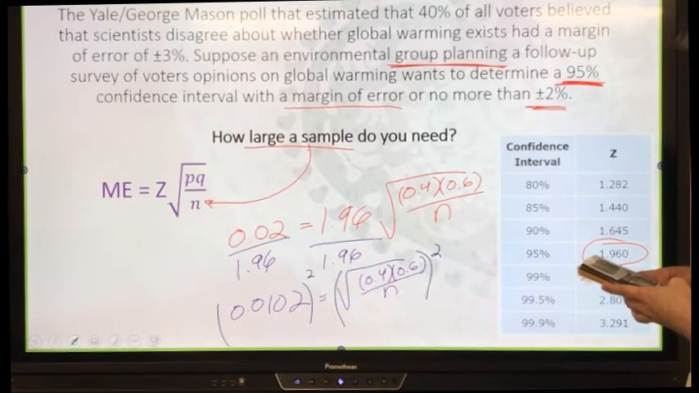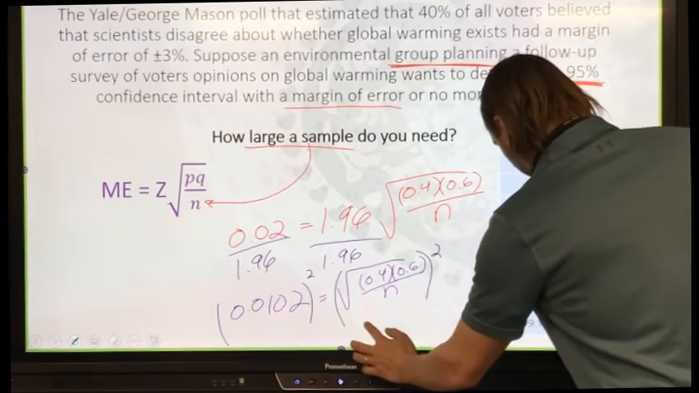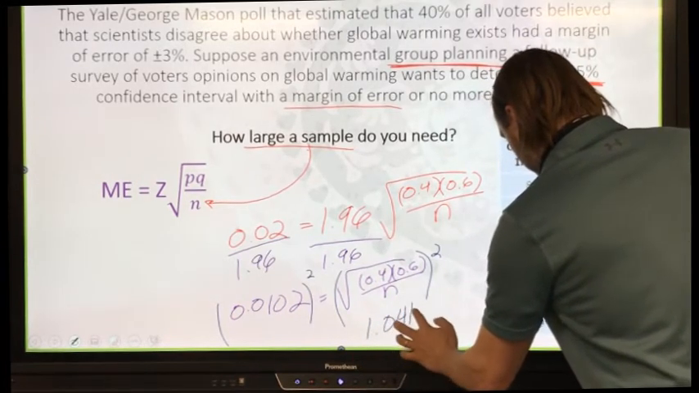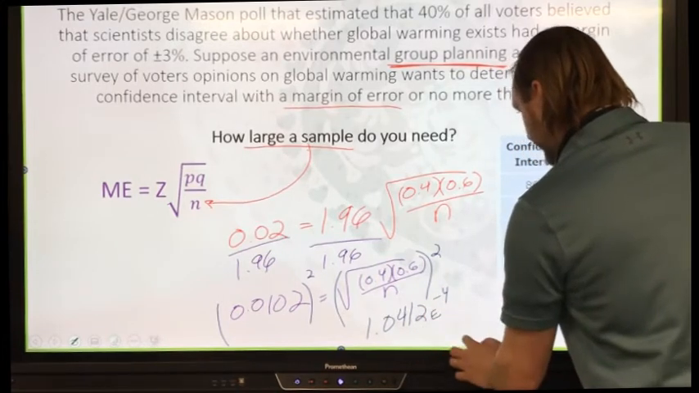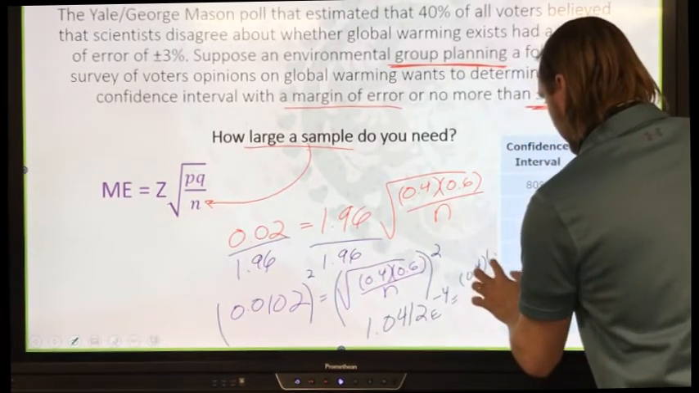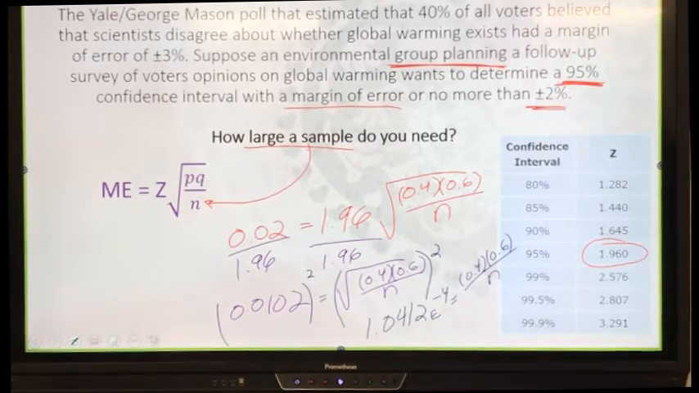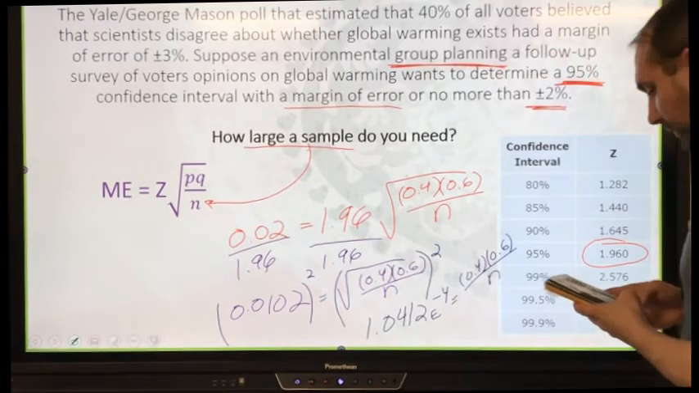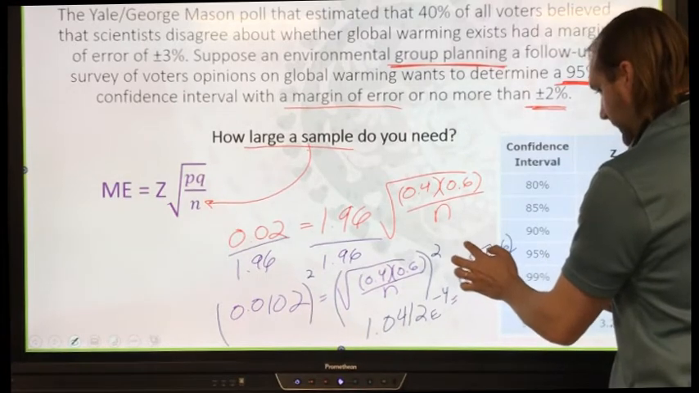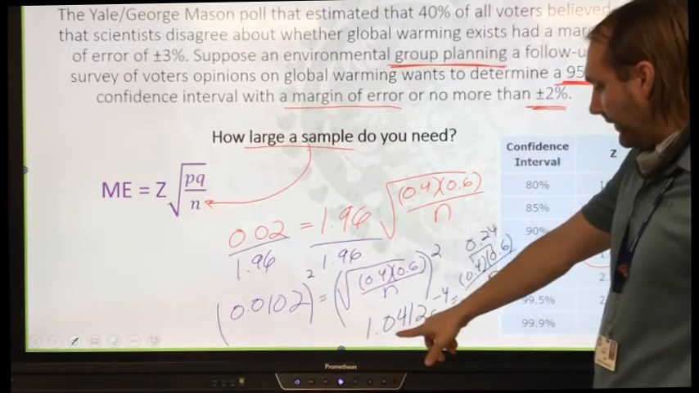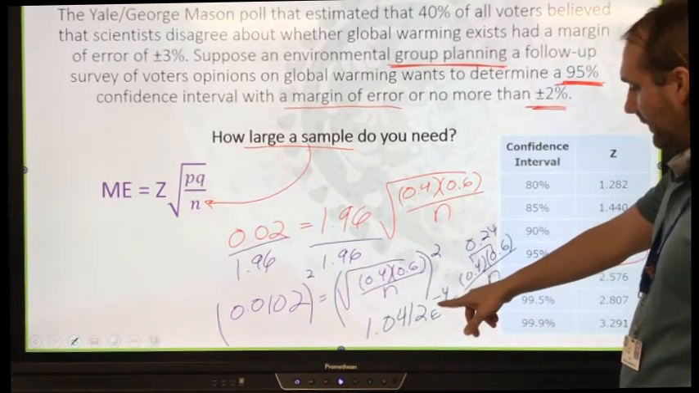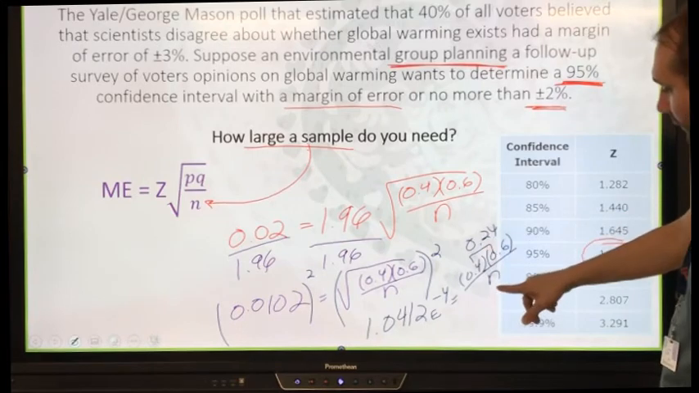Let me just make sure I did that right. Oh, forgot the square. Okay, so I got 1.0412 to the power of -4. That equals that. Now what? I guess we could go ahead and multiply these two together. I get 0.24. So I have 1.041 times 10 to the -4 equals 0.24 over n.